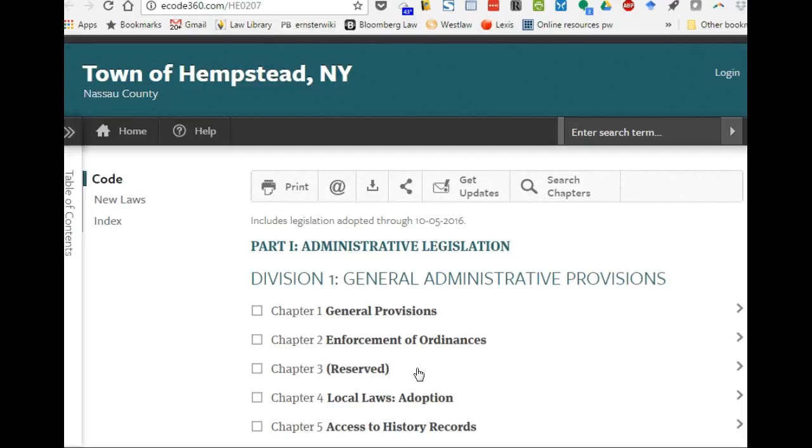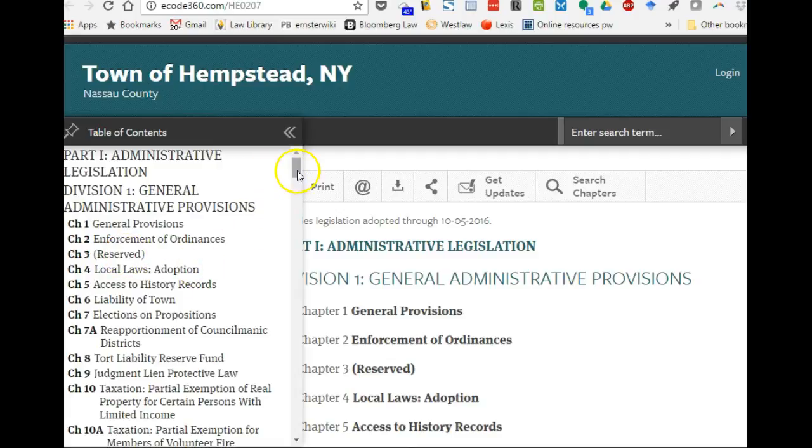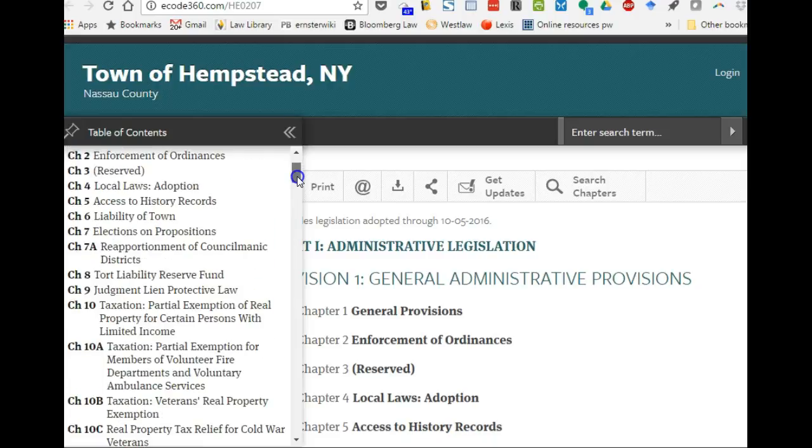So, for instance, you can see here what a town code looks like. Here's our ever-favorite table of contents. You get a sense of it, so here in the code it tells us how to adopt local laws.